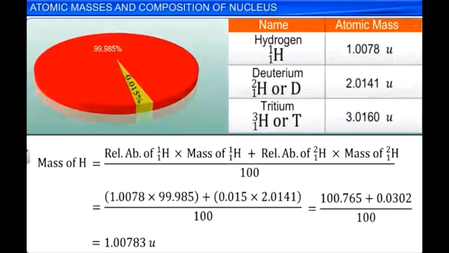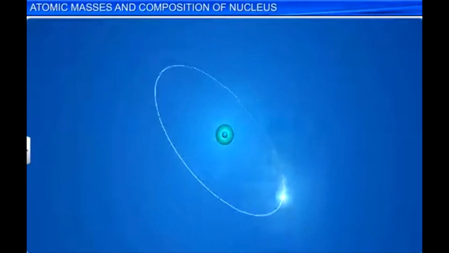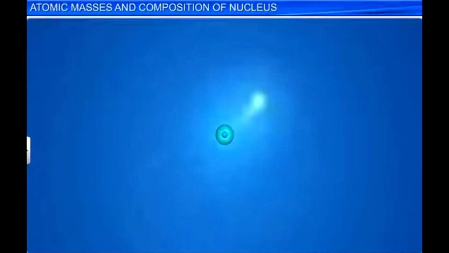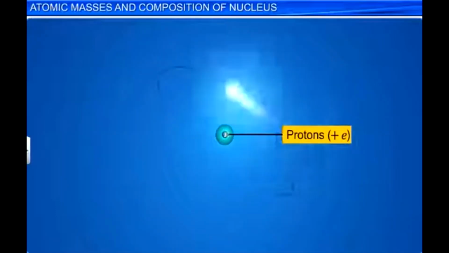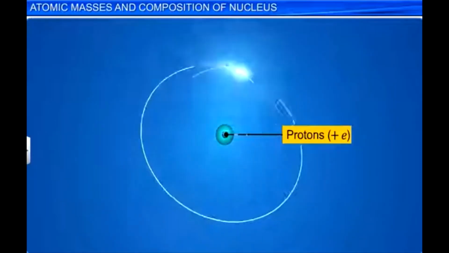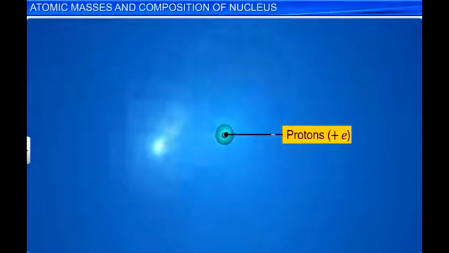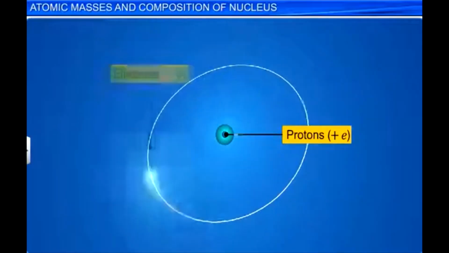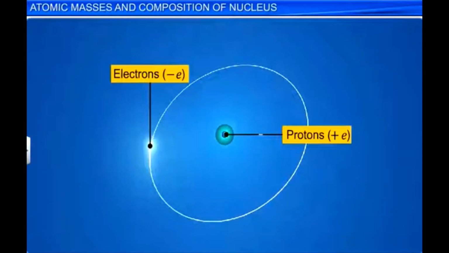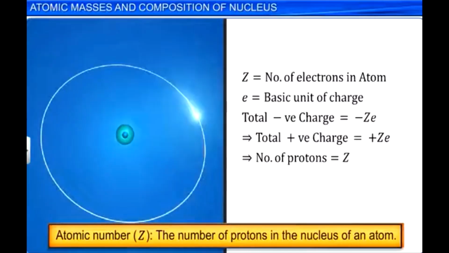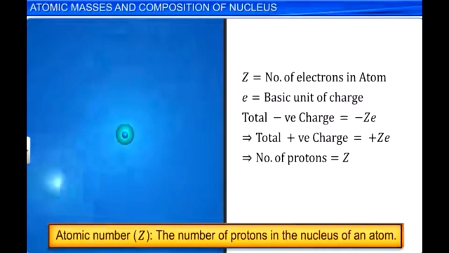The nucleus is positively charged because of the constituent protons. A proton carries 1 unit of fundamental charge, e, and is stable. The total charge on the electrons in an atom having an atomic number Z will be equal to minus Ze, since each electron carries a charge minus e. As every atom is on the whole electrically neutral, it should have a +Ze positive charge. This makes it clear that the nucleus has Z protons.